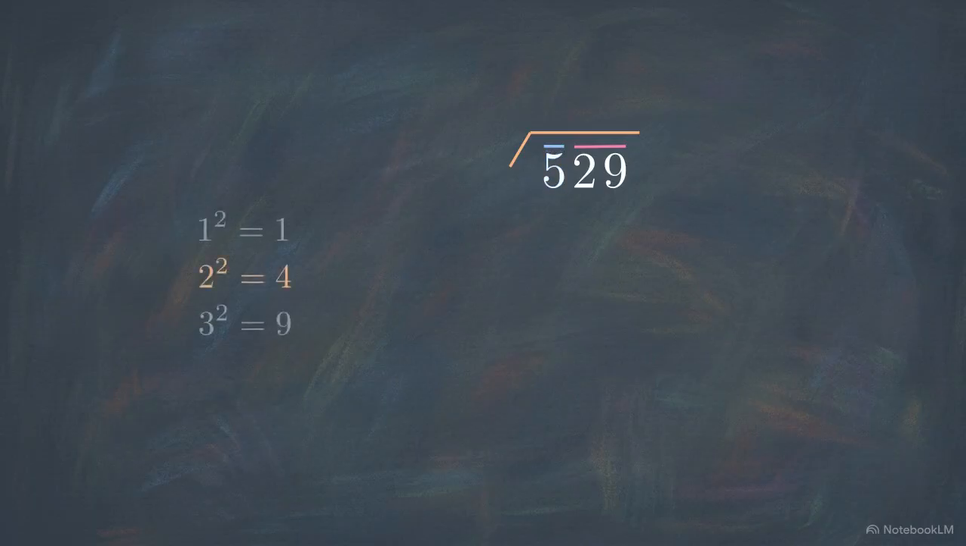Start with the leftmost digit, the 5. Find the largest perfect square that fits inside it. 2 squared is 4, so place the 4 under the 5 and write 2 in the quotient spot. Subtract 4 from 5 to get 1. Then bring down the entire next pair, the 29, to form our new working target, 129.